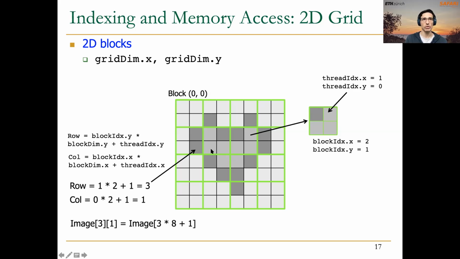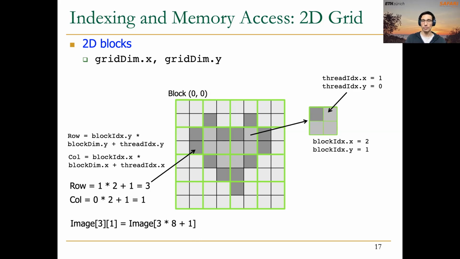Here you can see one example. This pixel here is exactly in row 3 and in column 1. The way we calculate row 3 is by multiplying the block index y, which is 1 in this case, times the dimension of this block in the vertical direction, which is 2, plus 1, that is the index in the y dimension, in the vertical dimension, of the thread inside the thread block. So this way we can access this pixel [3][1] by using row 3 and column 1.